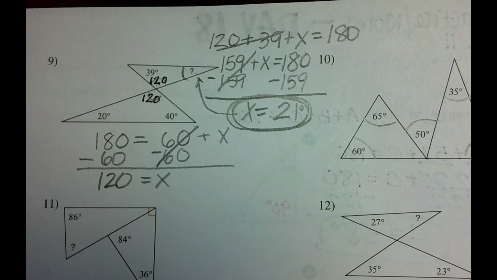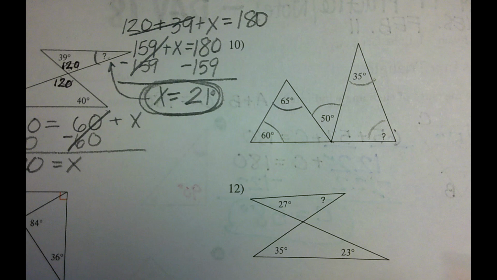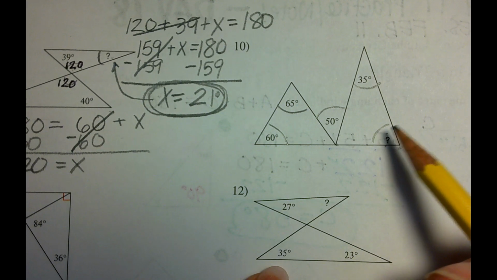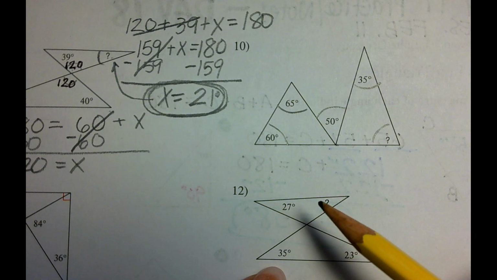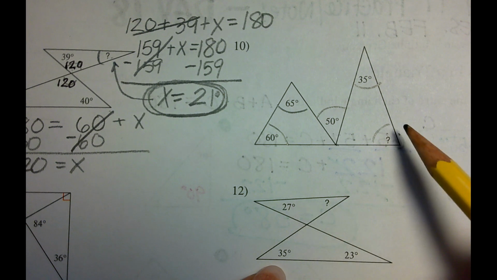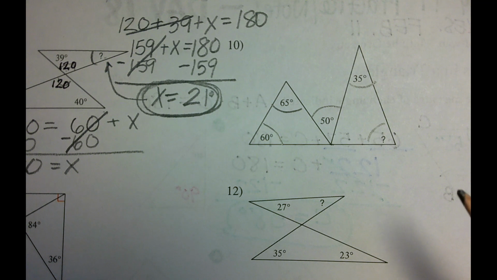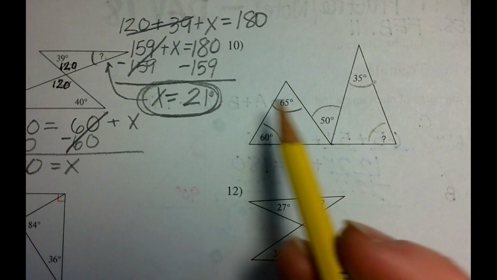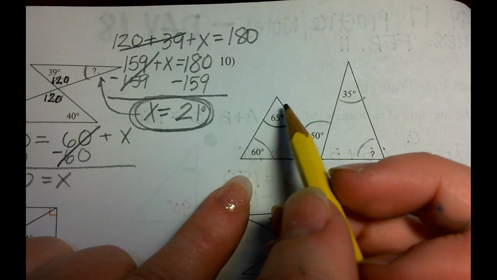Okay, so now let's look at number 10. Number 10, I have 2 triangles again. My missing angle is over here on the taller triangle. What do I need to solve for this? What can I solve for right now? The interior angle over here of my smaller triangle, right? Okay, so if one angle is 60, one is 65, what's the other one?